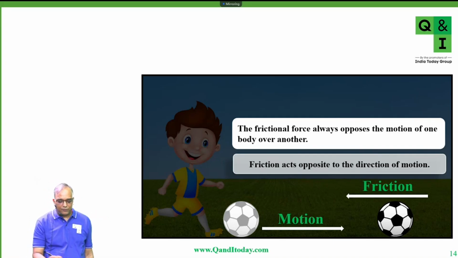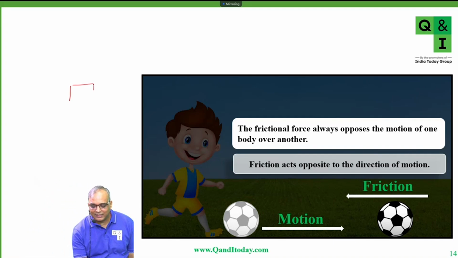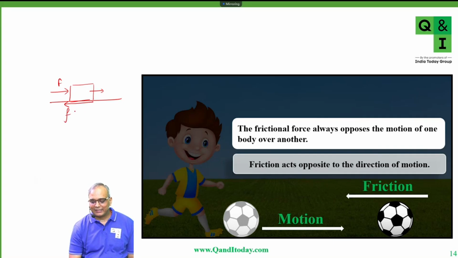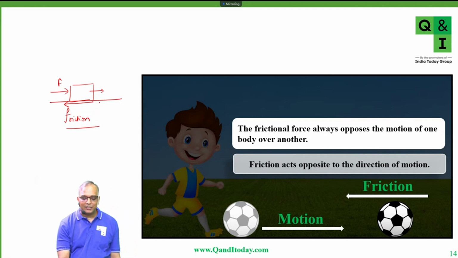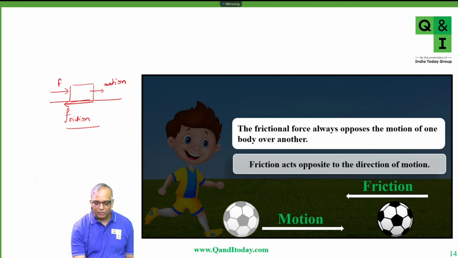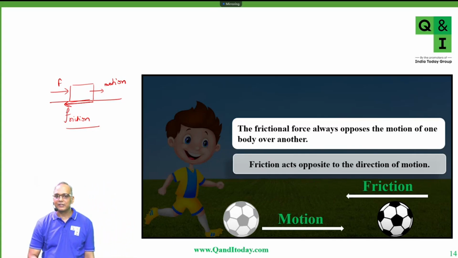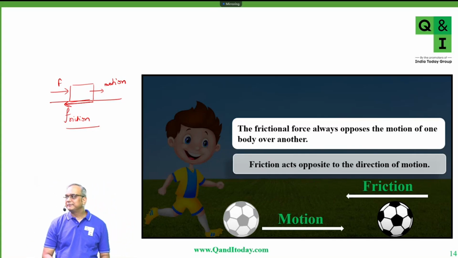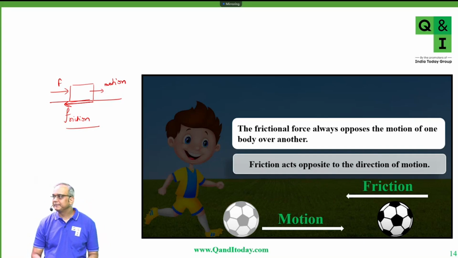For example, let's say you have this block and you are applying a force here. This makes the body move in this direction. So the friction will be in the opposite direction, right? Let's say we are writing this friction force here. So friction is in the opposite direction, which will oppose the motion. If the motion is towards the right, friction will be towards the left, opposing this motion. Is it clear, students?